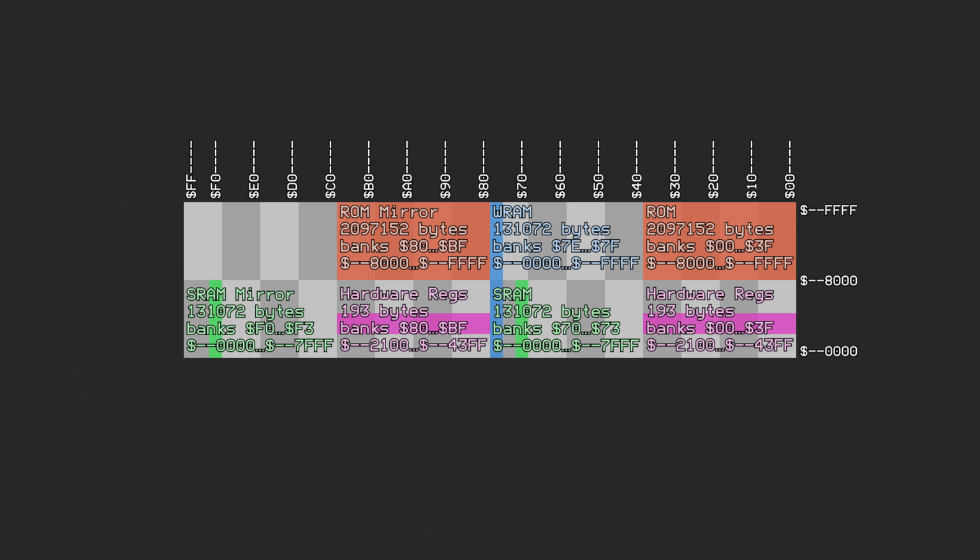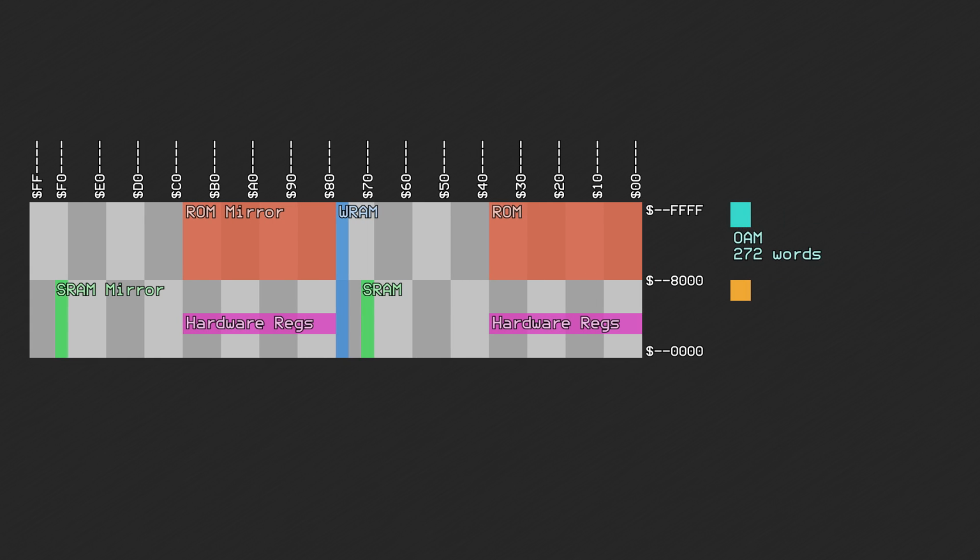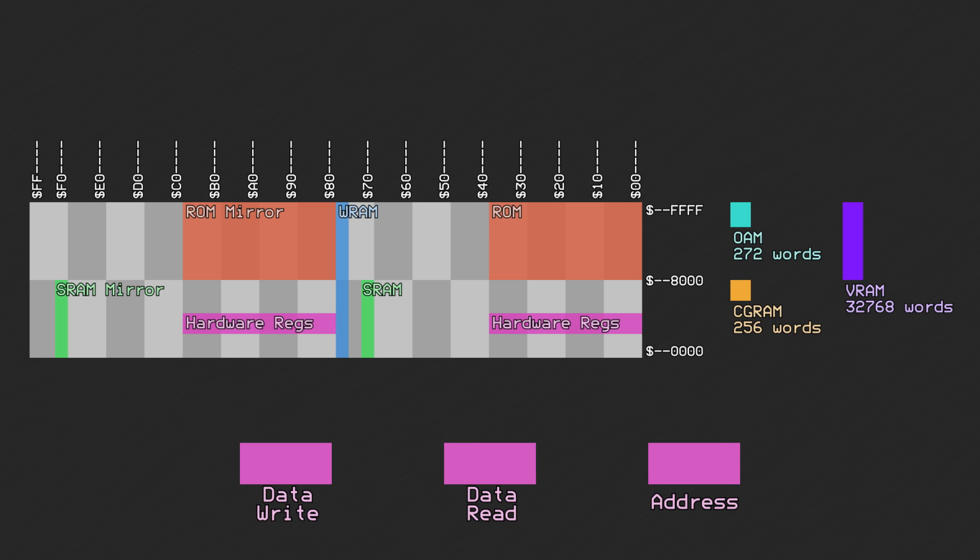However, there are memories that are not memory mapped and must be accessed indirectly. These include OAM, CGRAM, and VRAM. Instead, a memory-mapped hardware register is used as a pointer into one of these areas, and another couple registers are used to read to and write from the area at the memory location specified by the former.